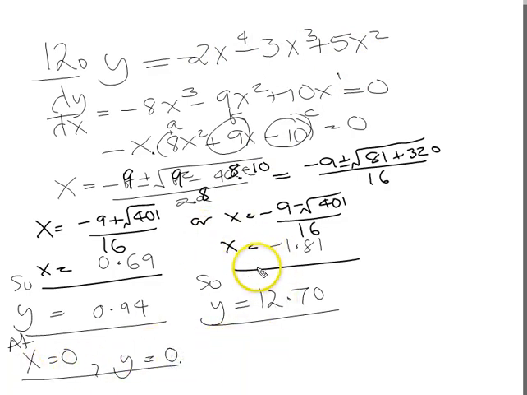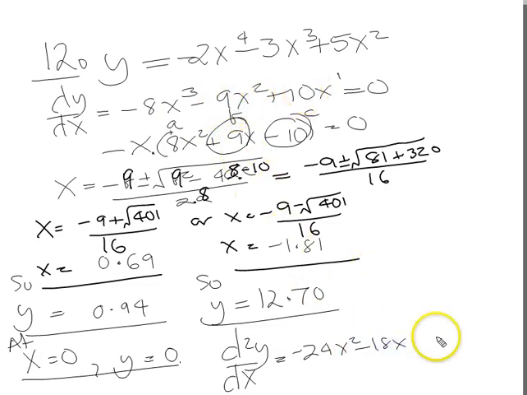We need the second derivative. We've got dy dx here. So that's going to be a bit of a pain, isn't it? So let's just write down the second derivative here, shall we? d2y by dx squared. Let's try and make life a bit easy. Minus 24x squared, minus 18x, plus 10. So the first thing to say was when x is 0. So when x equals 0, 0, 0 plus 10 is positive. So min. So we know it's a min at 0.